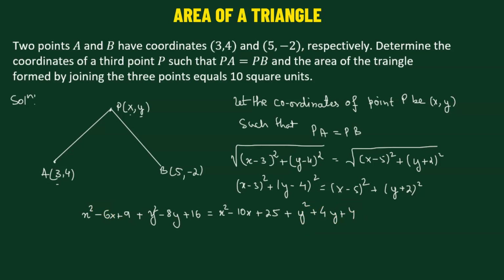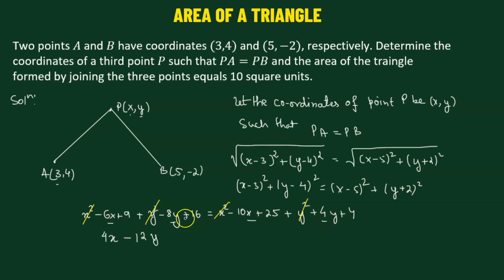Now we can cancel out x squared from both sides, and we can also cancel out y squared from both sides, and whatever remains, let's combine. Here we have negative 6x, so we'll transpose negative 10x from the right hand side to the left hand side. On the left hand side we will be left with 10x minus 6x, that's going to be 4x. Then we have negative 8y, and on the right hand side we have positive 4y. If we transpose it to the left hand side, we get negative 8 minus 4, that's going to be negative 12y. So the x, y terms are taken care of.